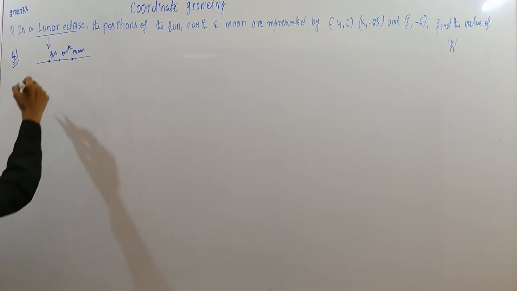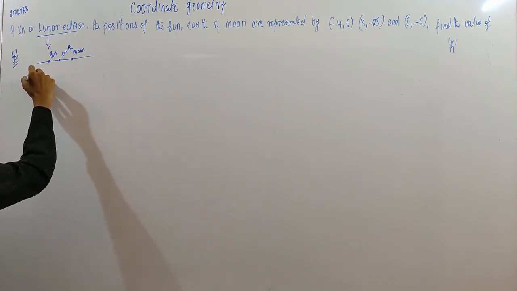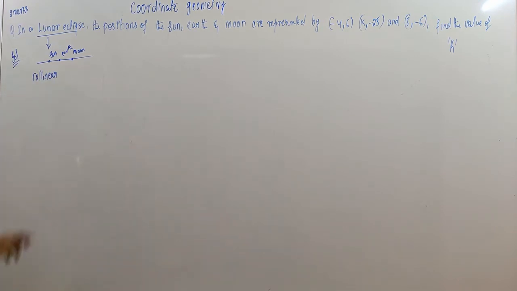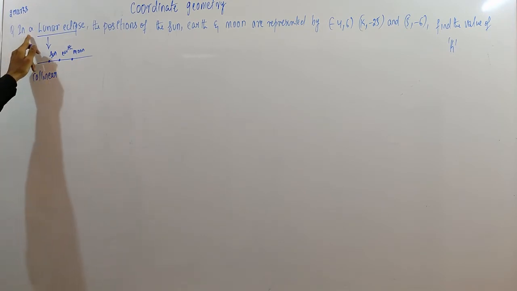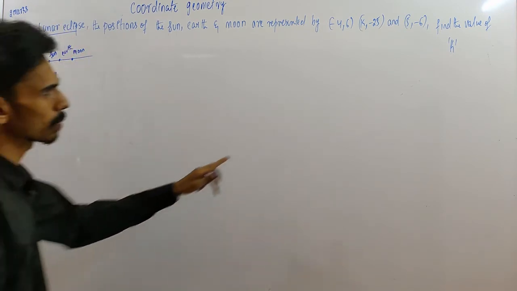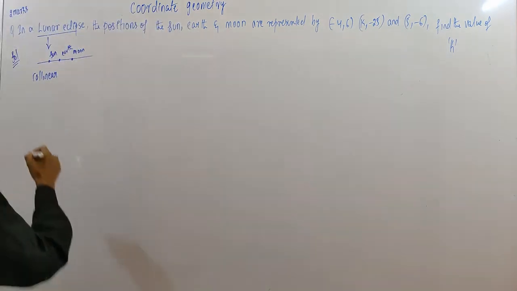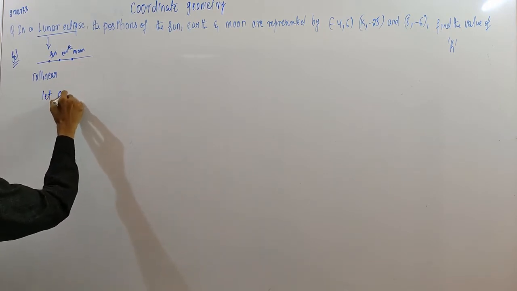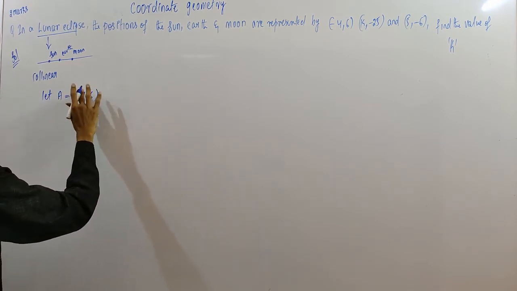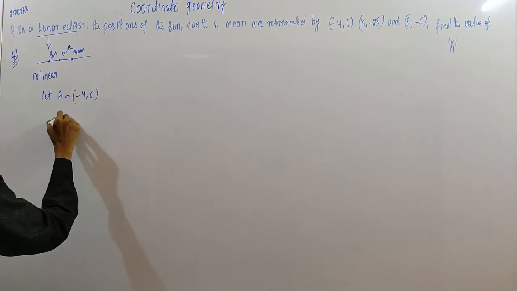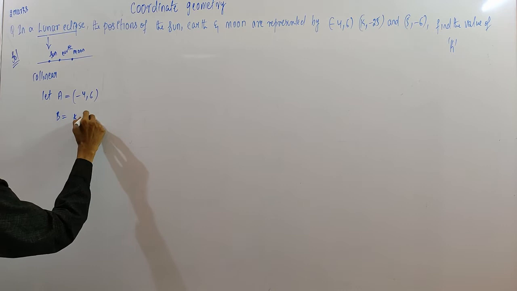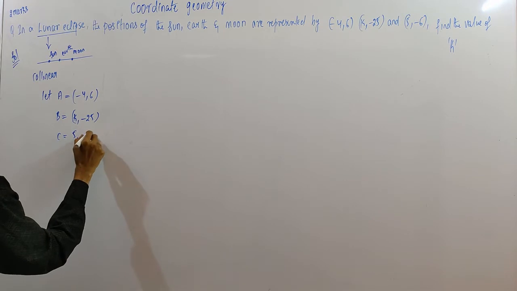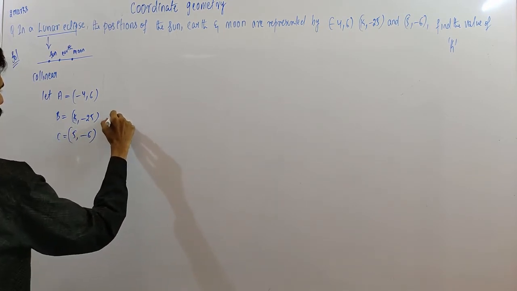Indirectly, it is saying that these points are collinear. So instead of giving collinear, here it is mentioned as in a lunar eclipse. So these points are collinear. Hence, we can say that let the point be A. A is equal to -4, 6. Next point is B, that is k, -25 and C is equal to 5, -6. These points are collinear.